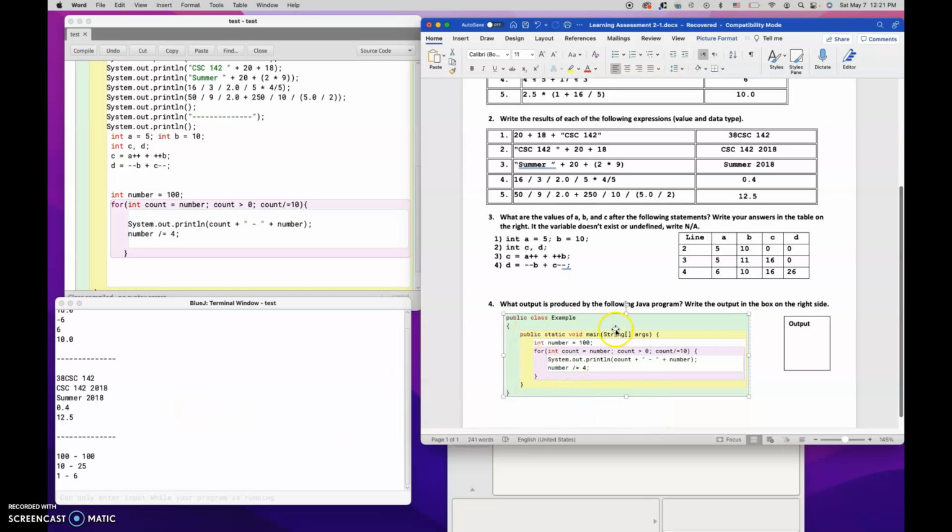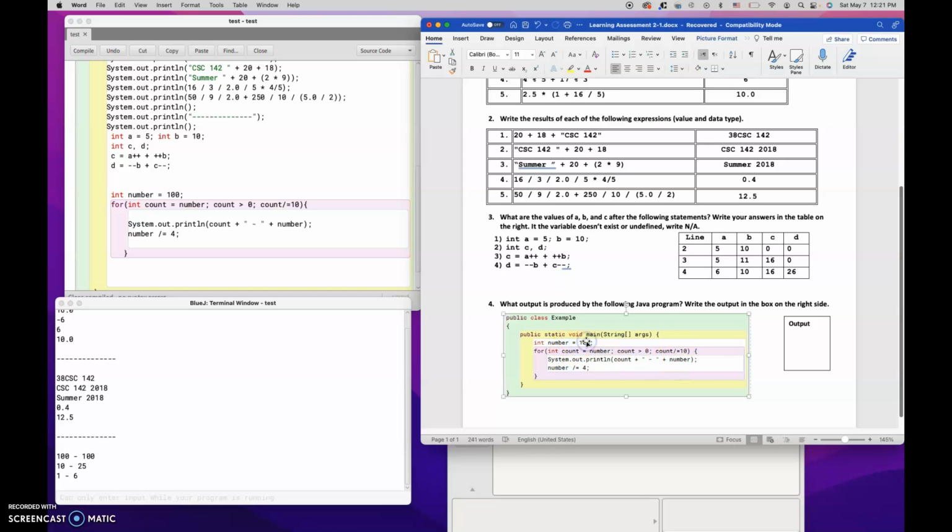Okay, for the second run, since it's a for loop, the count equals number. Now the number will be divided by 10. Okay, we see here that this is the step. We know that the count equals 100. The step is count divided by 10. So the count will be 10. But the number will be 100.